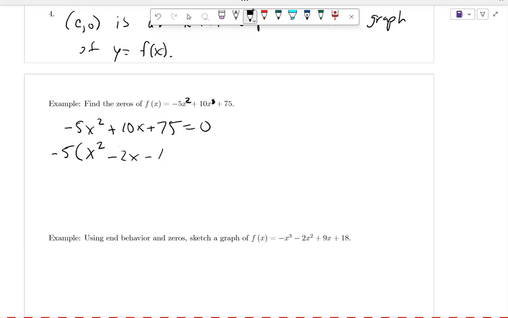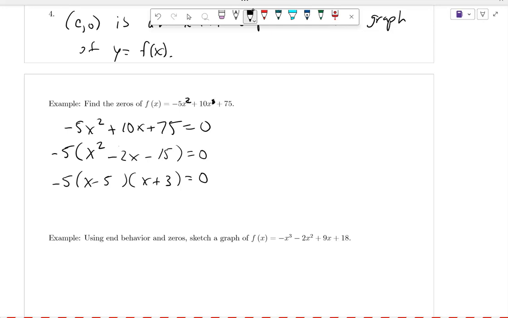I think it's minus 15, isn't it? Yeah. Do you see how that polynomial factors, that quadratic factors? Yeah, that's right. x minus 5 and an x plus 3. Good. Okay.